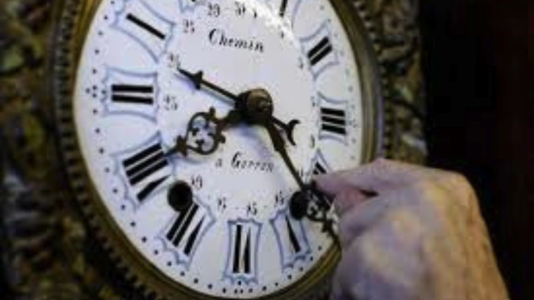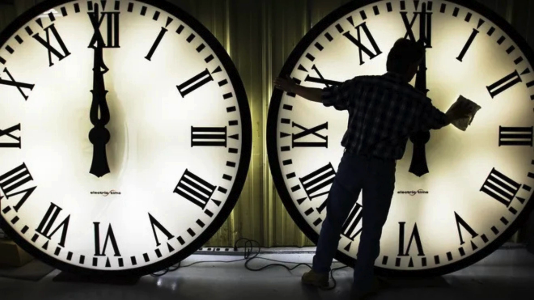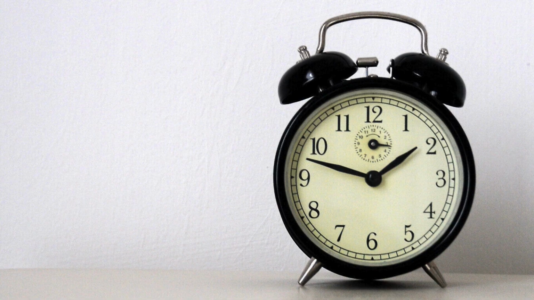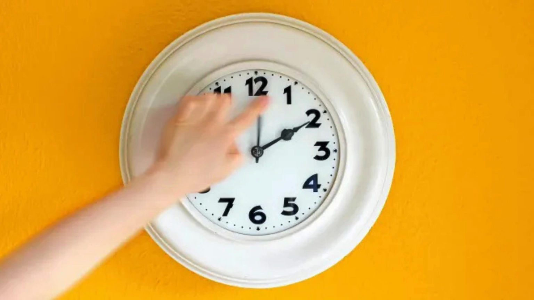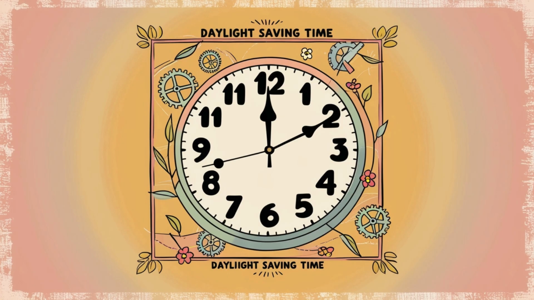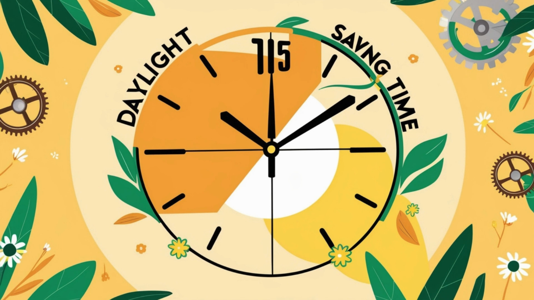How daylight saving time works. The basic principle of DST is simple. During certain parts of the year, clocks are set 1 hour ahead of standard time. In the United States, for example, DST begins on the second Sunday in March and ends on the first Sunday in November. During this period, clocks are set 1 hour ahead of standard time. When DST ends, clocks are set back 1 hour, returning to standard time.